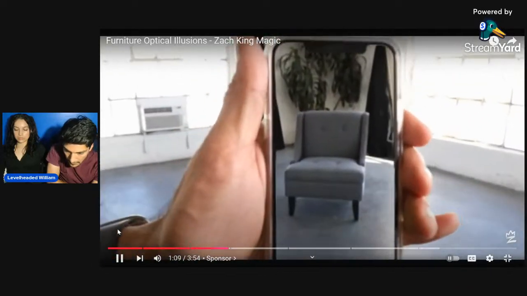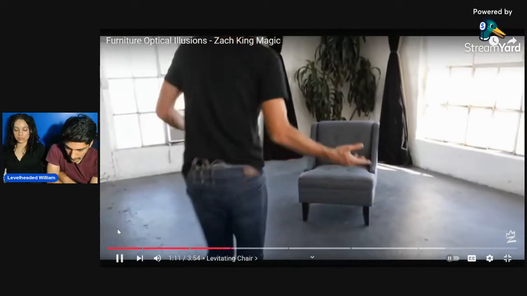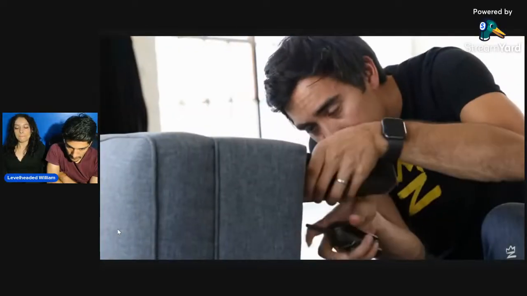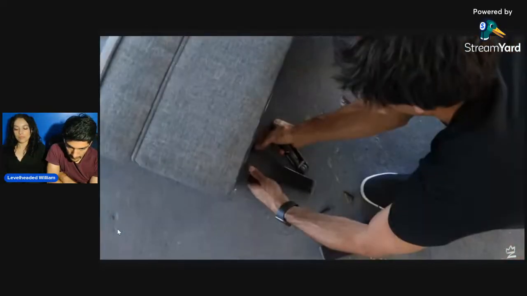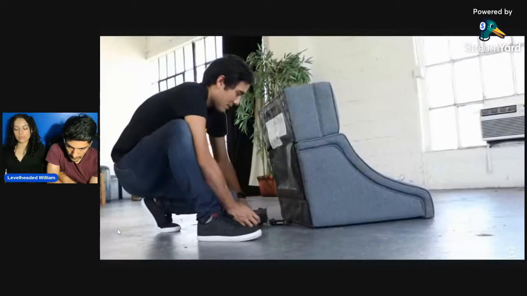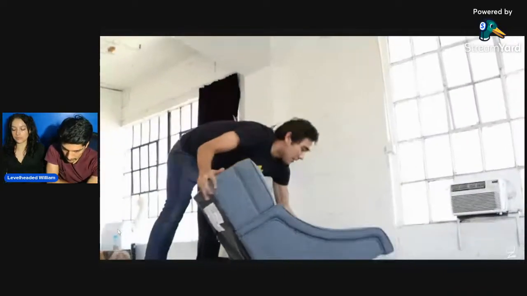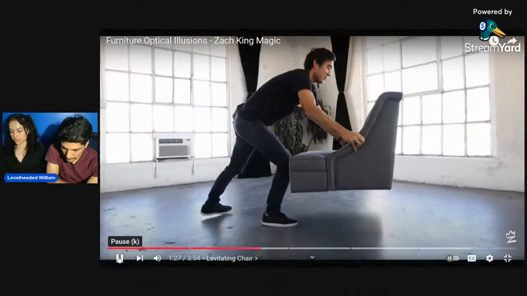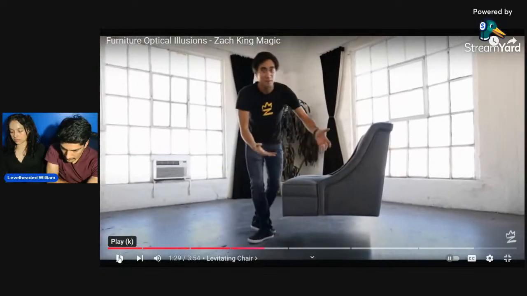I'm going to show you how to make this thing float. So this is the chair we're going to use for the levitation. First, I got to remove the legs. So now that I've got the legs removed from the chair, I'm going to set it down in the middle of the room. And now?